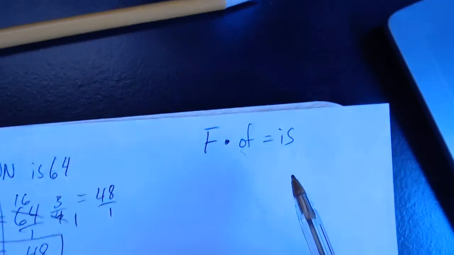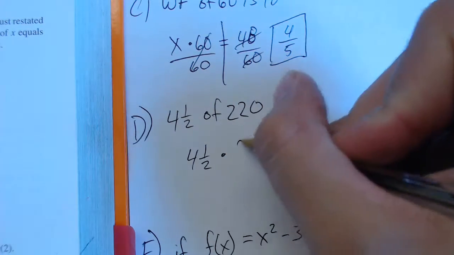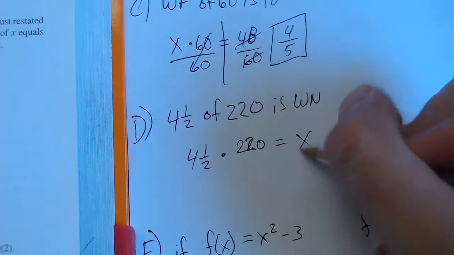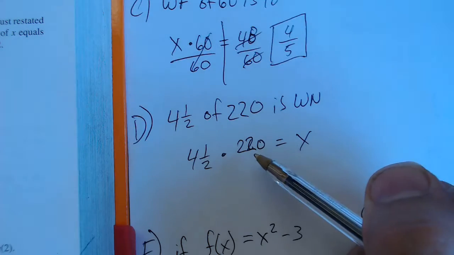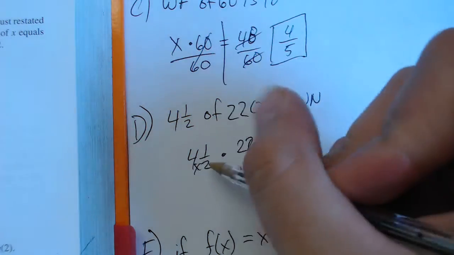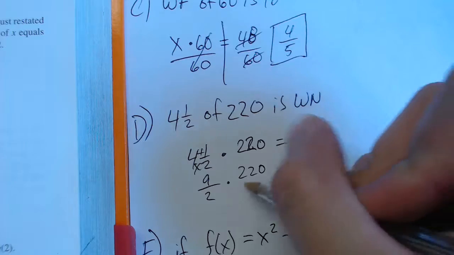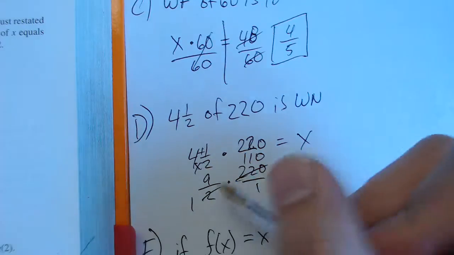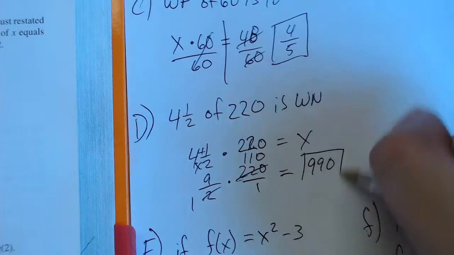So again, plug it into our equation. Fraction times of equals is. Our fraction is 4 1/2, so we have 4 1/2 times 220, our of number, equals is, which is our unknown. We don't know what is, so we'll put an x there. This one's really easy. The x is already by itself, so we just have to multiply 4 1/2 times 220. To do that, I turn this into an improper fraction. That becomes 9 over 2 times 220 over 1. 220 will reduce by 2 to become 110. 9 times 110 is going to equal 990. So x equals 990.